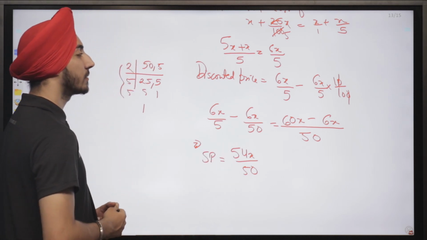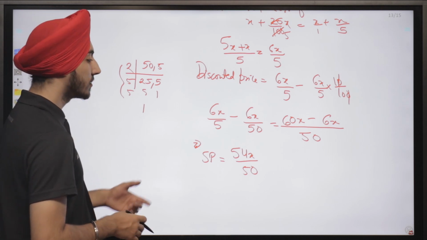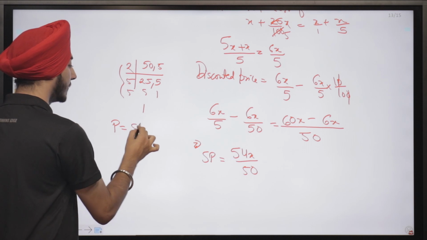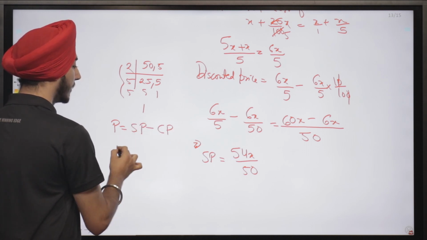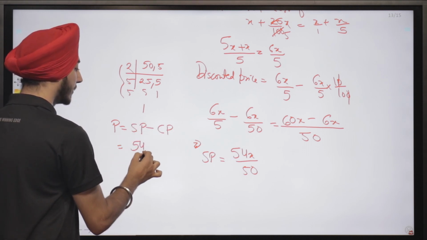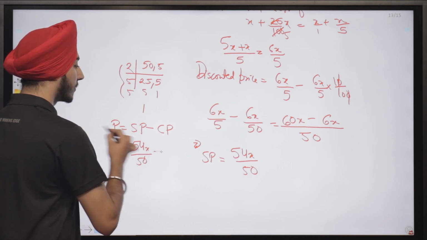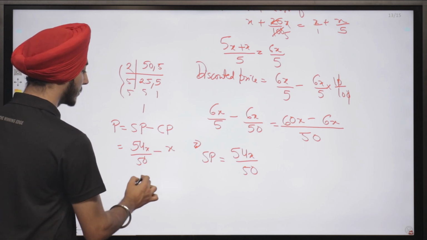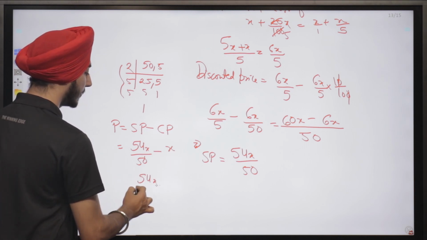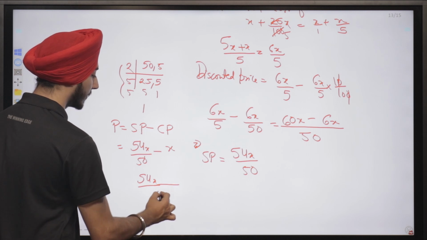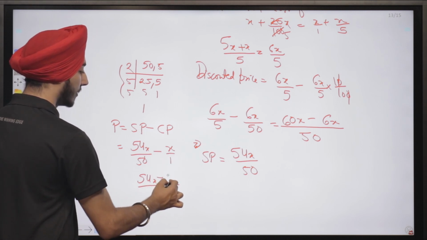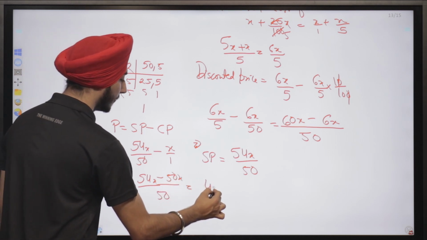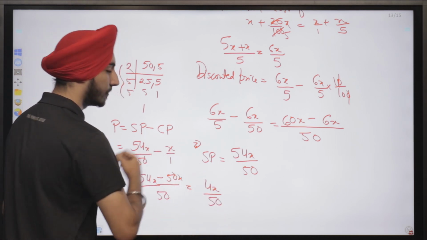Now clearly in the question it was asked to find out his gain percent. For finding gain percent we have to find the profit. Profit is SP minus CP. SP is 54x by 50, and what was our cost price? Cost price we assumed as x. So this will be 54x upon 50, minus x. 50 will be the LCM, so minus 50x. That gives us 4x by 50 as our profit.